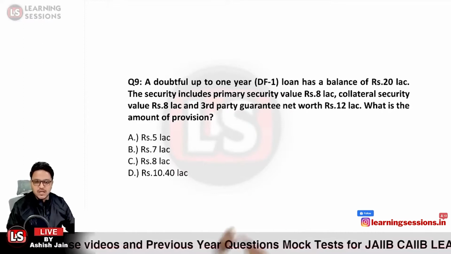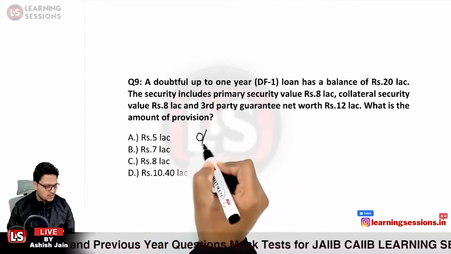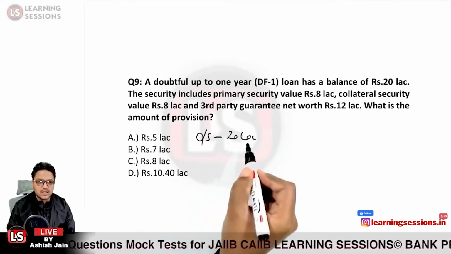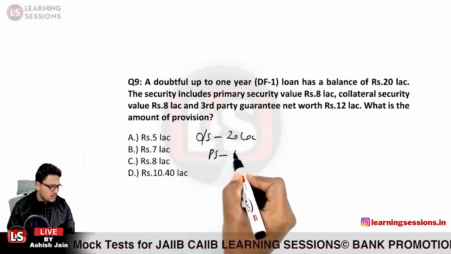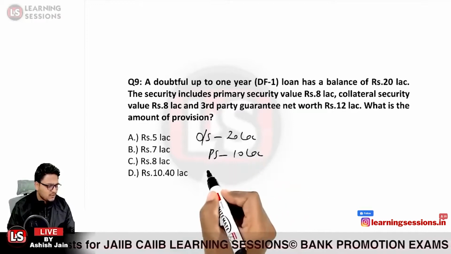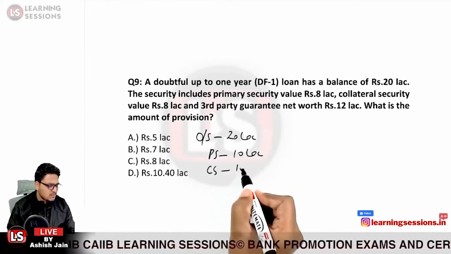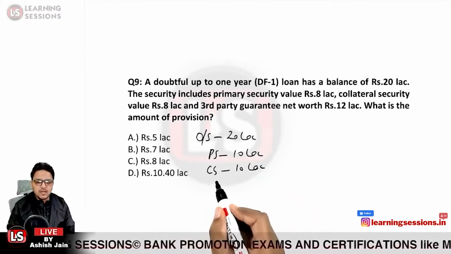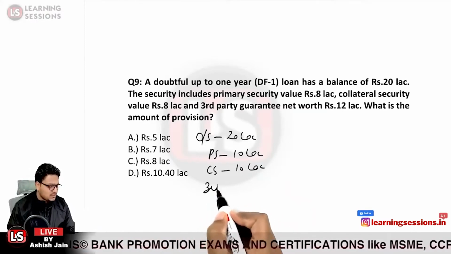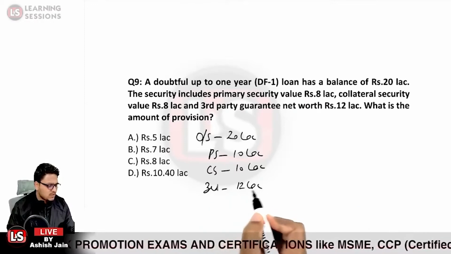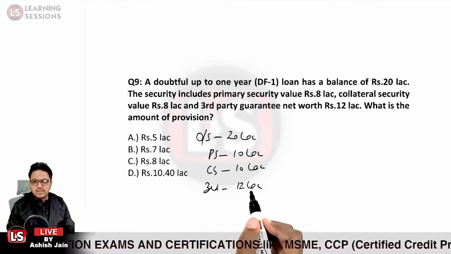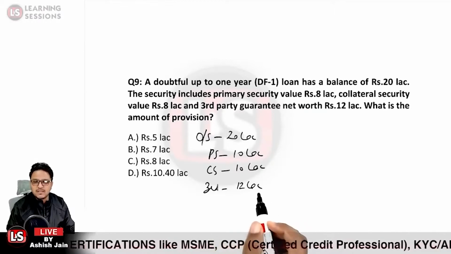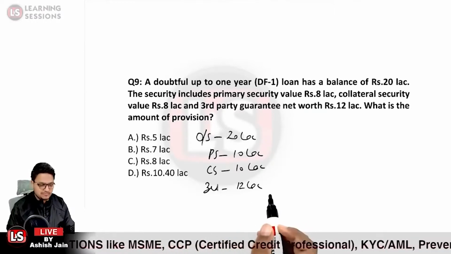So again, the outstanding balance is given to be 20 lakh rupees. And further, the secured balance, the primary security, is given to be 8 lakh rupees. The collateral security is given to be of the same amount, 8 lakh rupees. And we are provided with the third party guarantee over here, which is having a net worth of 12 lakh rupees. So what would be the right answer in this particular case?